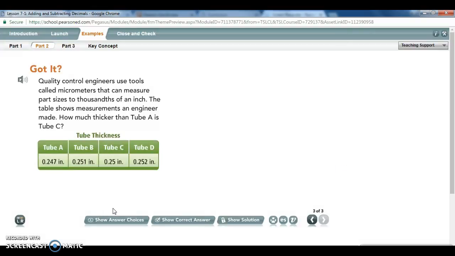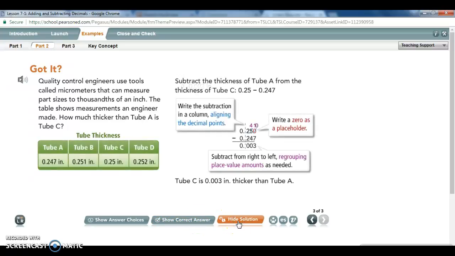Here's the got it problem for part 2. I'll go ahead and show the answer choices, and I would love for you to try this on your own first. When I show the correct answer, it tells us that A is the right one. And if you would like to know how to get A, you can read these steps.